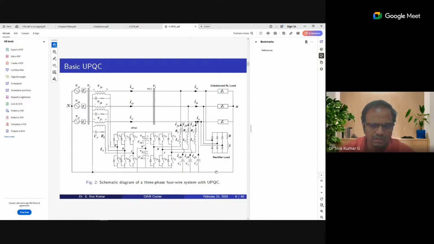Because of the nature of your loads, you may have distortion in the voltage. But when we talk about a microgrid, we are going to have a larger number of passive filters connected to the system. How do they design the passive filter? They look at the microgrid and the nature of the loads that will exist in the microgrid, and based on that they design the passive filters.